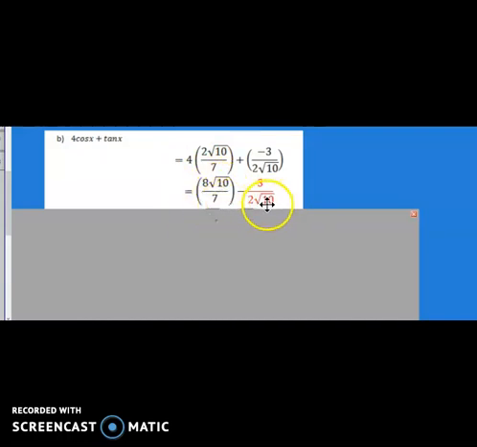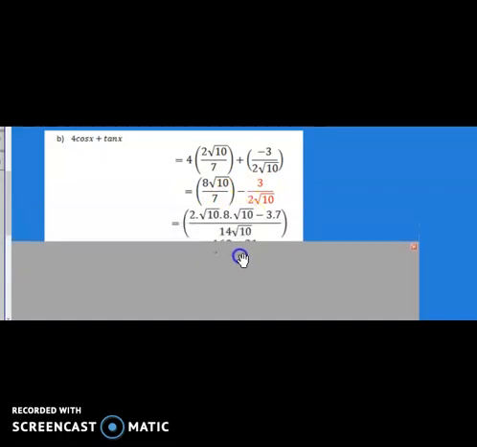Now I get the lowest common denominator, which is 7 multiplied by 2 square root of 10. So that is 14 square root of 10. So 7 goes in there. 2 square root of 10 needs to be multiplied with 8 square root of 10. Sign is minus. 2 square root of 10 goes in there. So 7 must still be multiplied by 3.